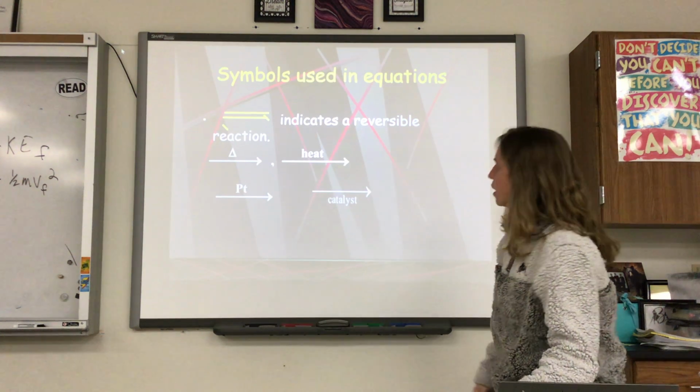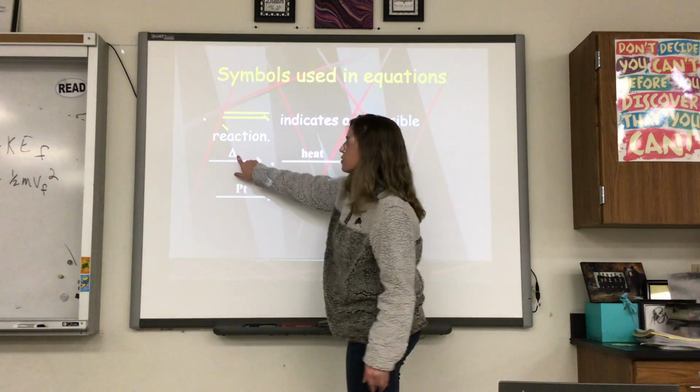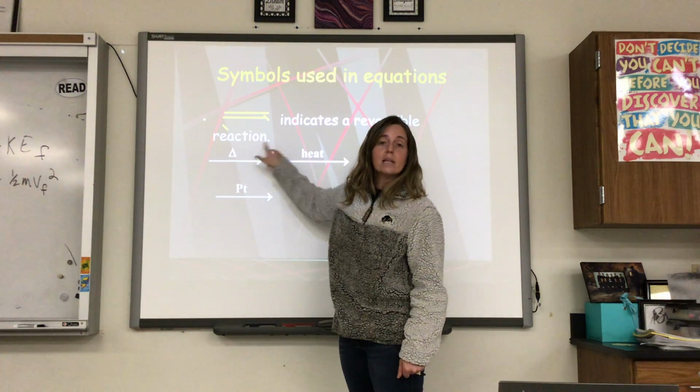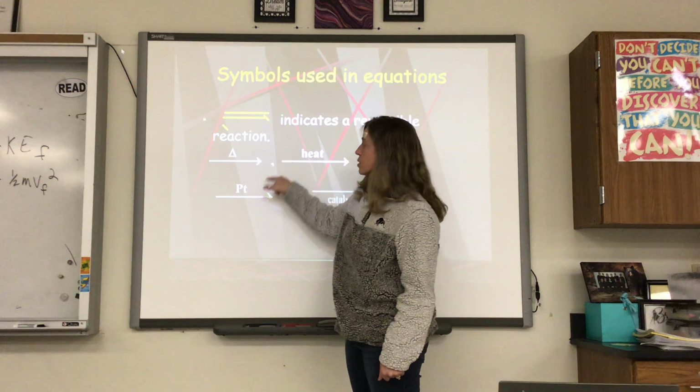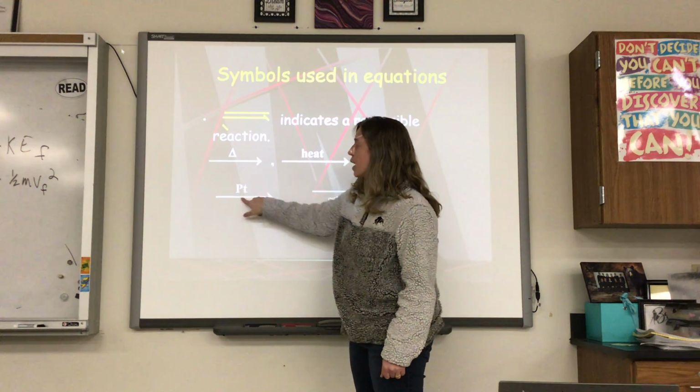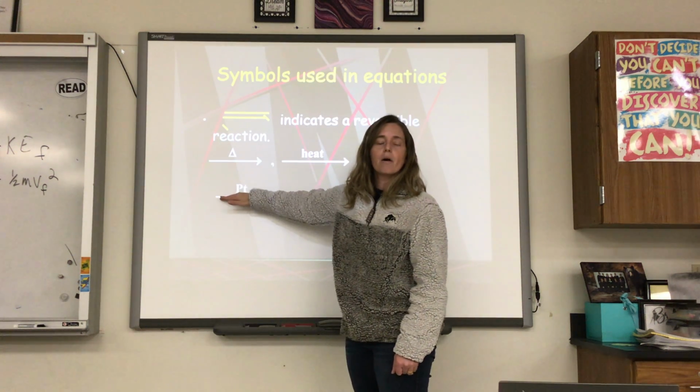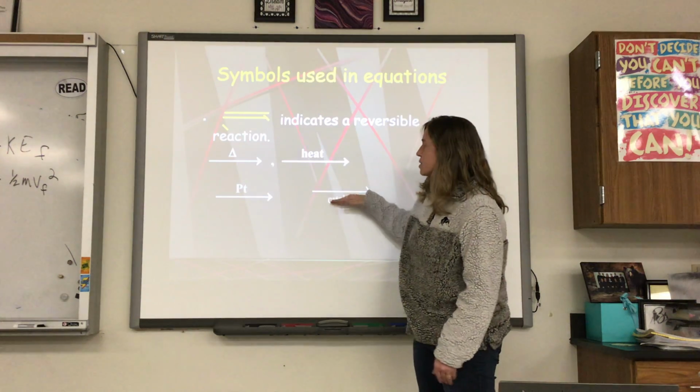Then we have a yield sign with a little triangle above it. That means heat is being added to the reaction. And then sometimes we have these little elements above the arrow, okay? And this is a catalyst.